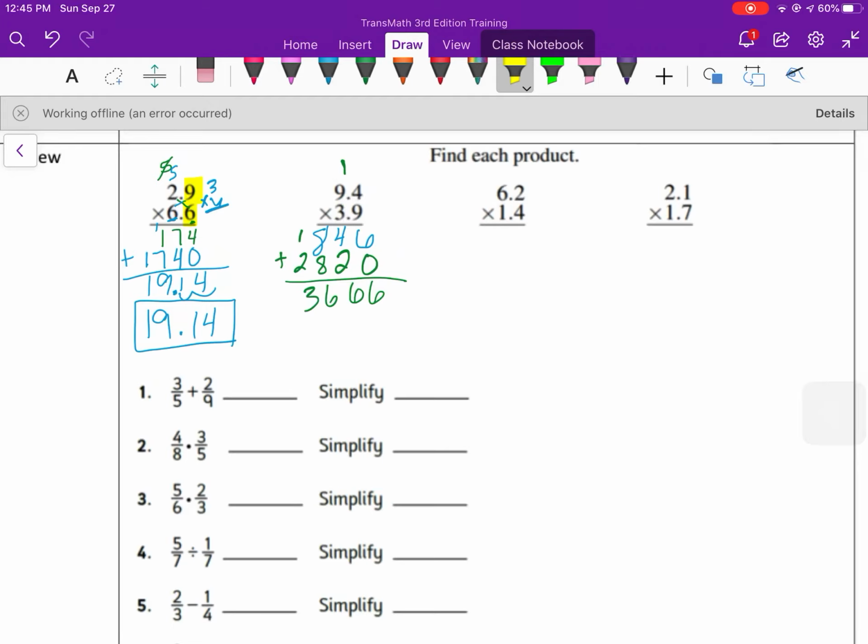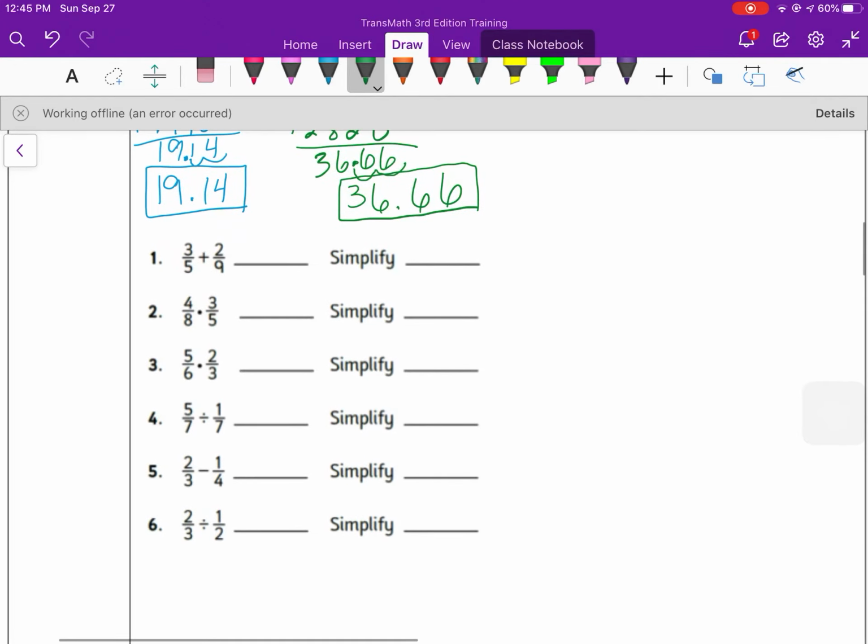And then again, if you look at our original problem, we have 2 numbers behind the decimal. So starting from the back, right side, count in 2 places, and you should get 36.66. If you still need extra practice with multiplying decimals, let's get together and do a few together.